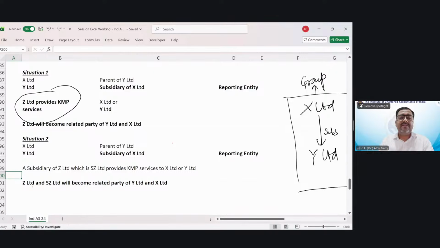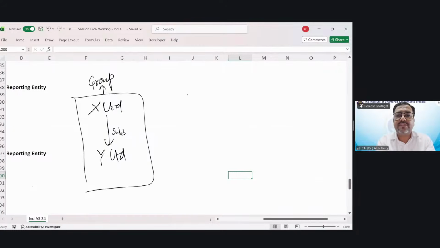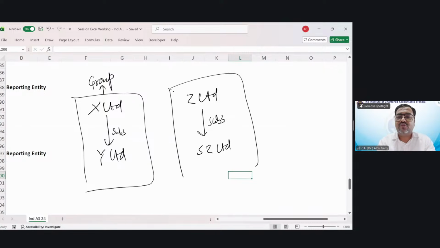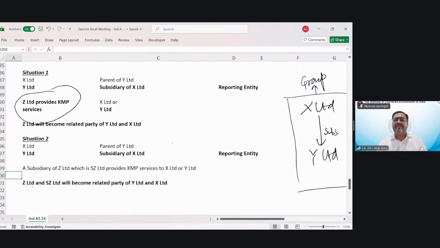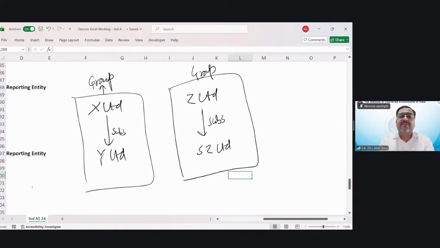And there is another entity Z Limited, and a subsidiary of Z Limited, which is SJ Limited, right? Okay. So again, both of these entities are also group. Parent, subsidiary, fellow subsidiary form part of the group. So this SJ Limited provides KMP services to either X Limited or Y Limited, right?